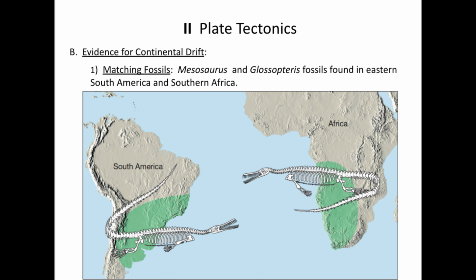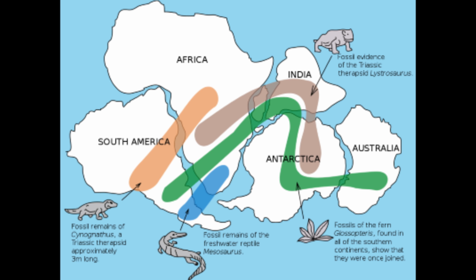The first one was matching fossils. These matching fossils are found all over the world, but 2 in particular he focused on were Mesosaurus and Glossopteris. Mesosaurus was a swimming organism, but it couldn't swim like an ocean. Its fossils were found both in Africa and South America, and it can't swim across the Atlantic Ocean.